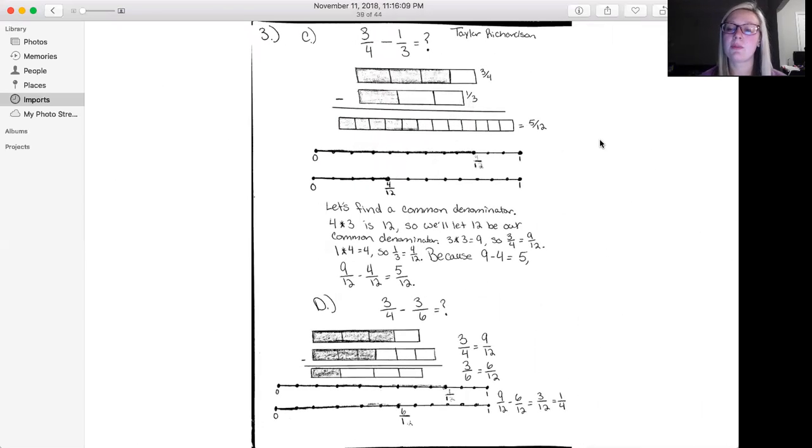And then, so moving on to part C, this one was a subtraction problem. So part C and D were. And so this is done in the exact same way. We see our 3/4 minus 1/3 is the problem.